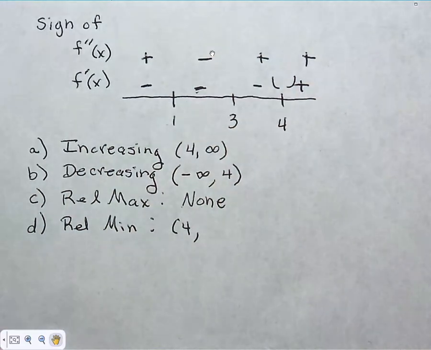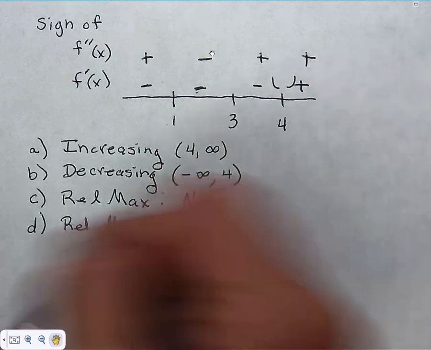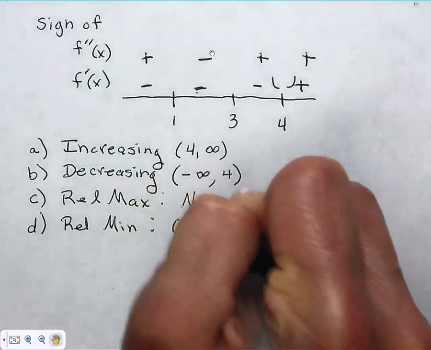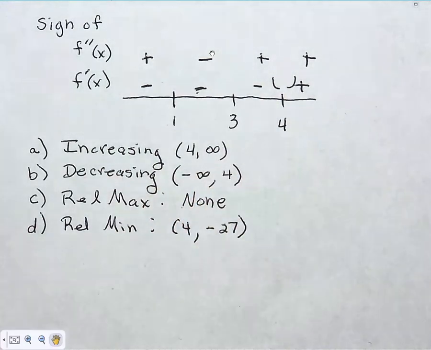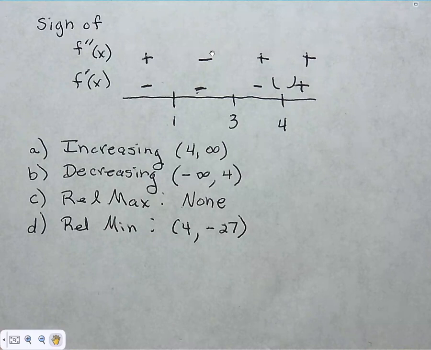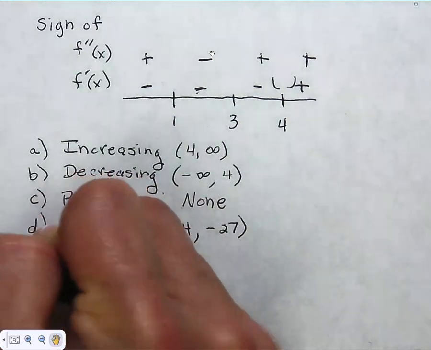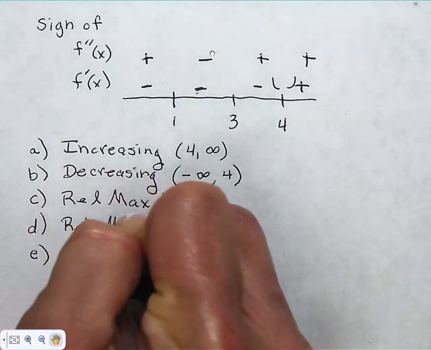And I'm just going to tell you that when I plugged 4 into the original function, just to save us a minute, I got a negative 27. That's just a minute on a calculator. And when I say I plugged in 4, where do I mean I plugged the 4? The original function.